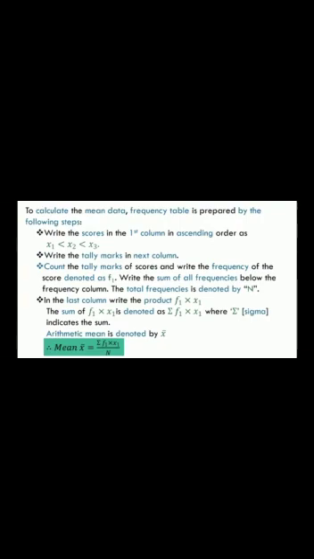Now you can even ask me, what is the difference between frequency and tally marks? A tally chart is used to record data as it is counted, and frequency is the total number of times that each data occurs. Okay children. Now in the third column, you are going to count the tally marks of scores and write the frequency of the scores denoted as f1. Then write the sum of all frequencies below the frequency column. The total frequency is denoted by N.